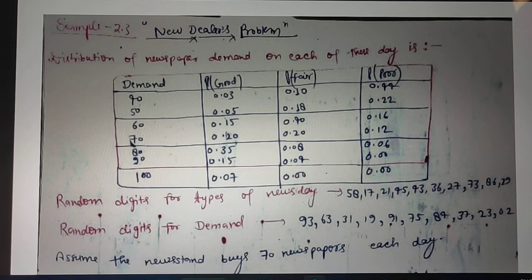So basically, the problem statement gives us demand and the respective probabilities, a random digit for the type of newspaper day, and a random digit for demand. A limiting condition is also given: assume the newsstand buys 70 newspapers each day, and accordingly we have to simulate our question. I am going to discuss this step by step.